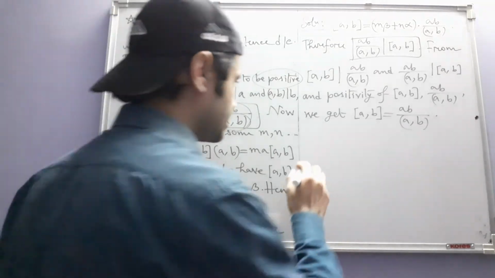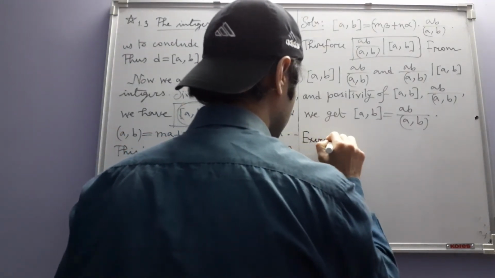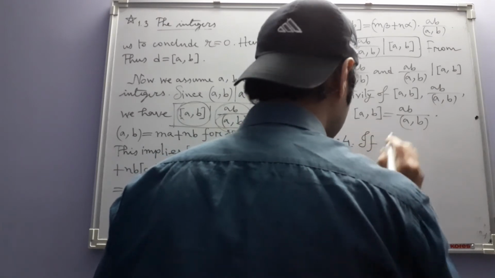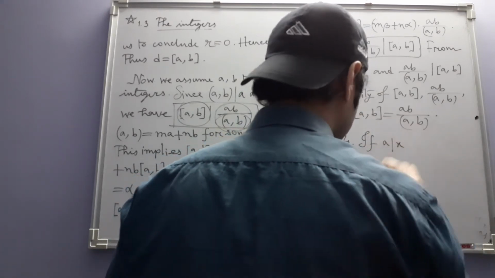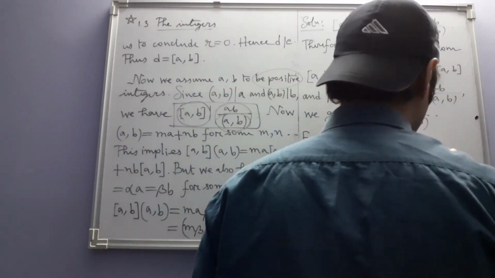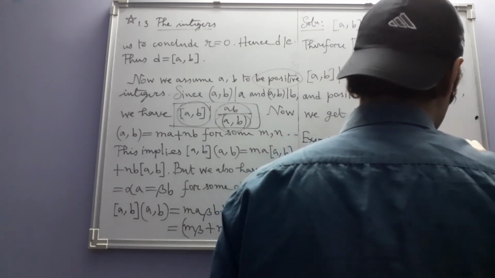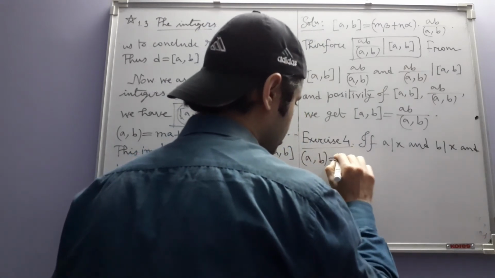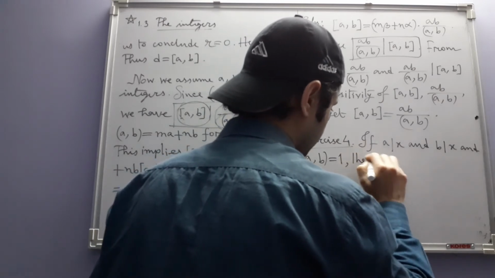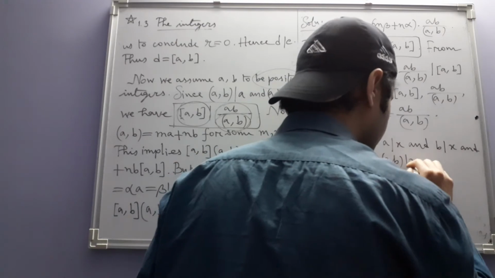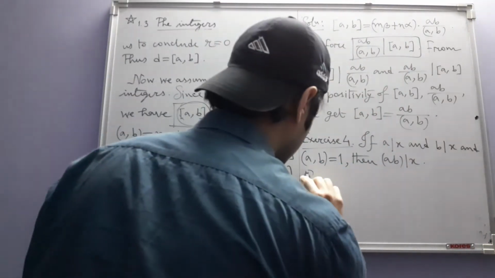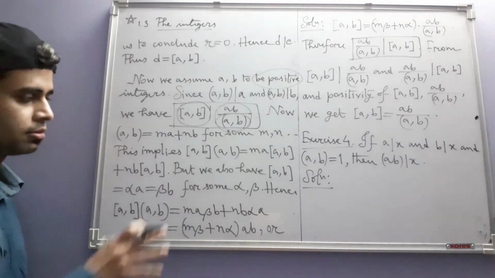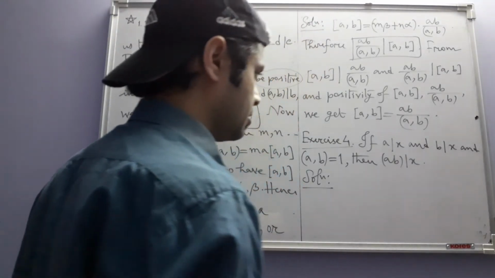Next we have exercise 4. What this one says, if A divides X, X is some integer, A and B are also integers, and B divides X, and there is one more condition, A and B are relatively prime, then the product AB also divides X. Now for this one, the solution uses the result of the previous exercise.